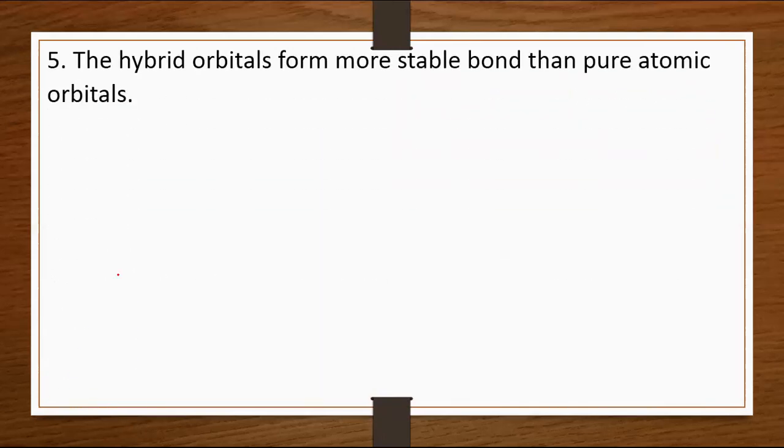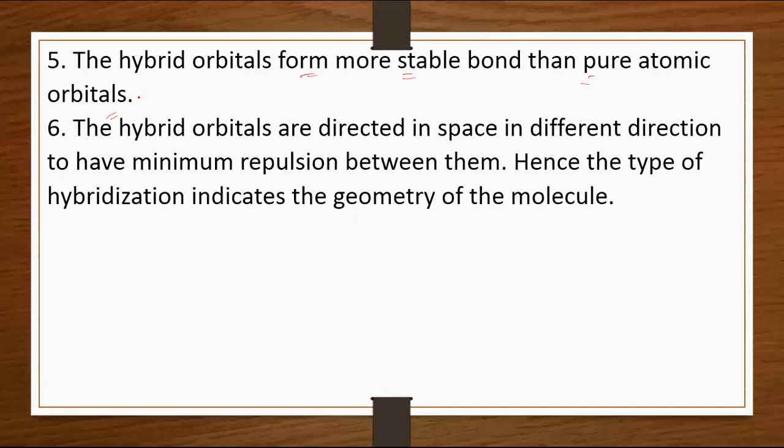The hybrid orbitals form more stable bonds than pure atomic orbitals. So the bonds formed by hybrid orbitals are more stable than those of pure atomic orbitals. The hybrid orbitals are directed in space in different directions to have minimum repulsion between them. Hence, the type of hybridization indicates the geometry of the molecule. So they are also responsible for the geometry of the molecule.